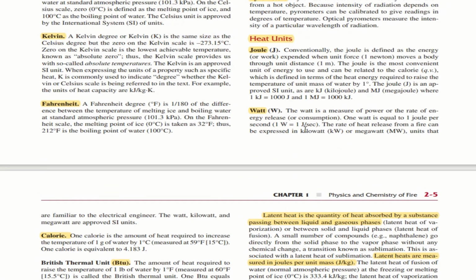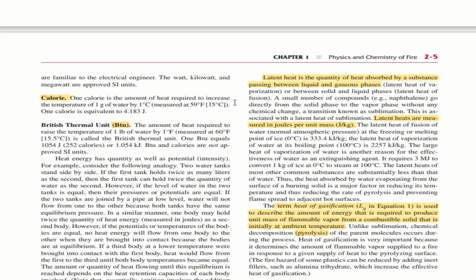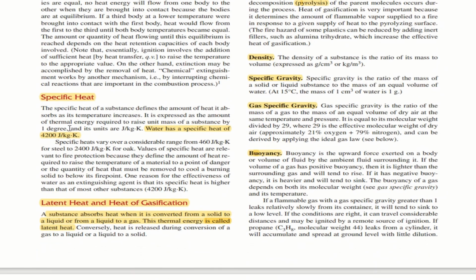Or you have 1 watt equal to how many joules per second, something like that they might ask. Or they might ask Kelvin is the same size as the Celsius degree, but the 0 on the Kelvin scale is dash, something like that they might ask. So many things are there, just you go through. And in specific heat, water has a specific heat of 4200 joule per kg dot Kelvin.